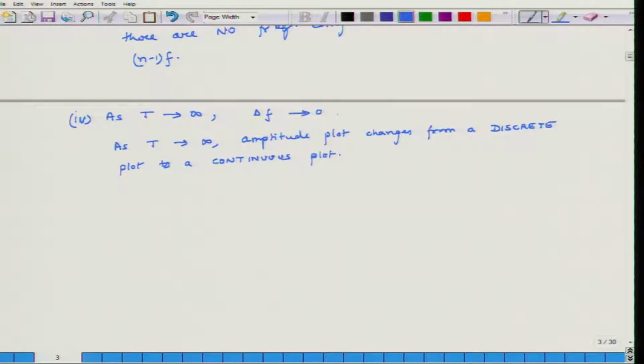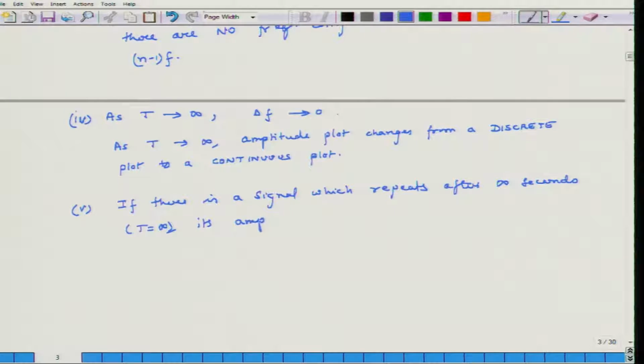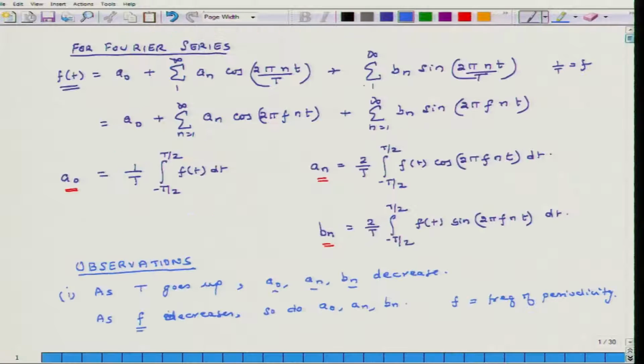So, what does that mean? The last thing is, if there is a signal which repeats after infinite seconds, so T is equal to infinity, then its amplitude and phase plots in the frequency domain will be continuous curves. Okay. So, why are we discussing all this?